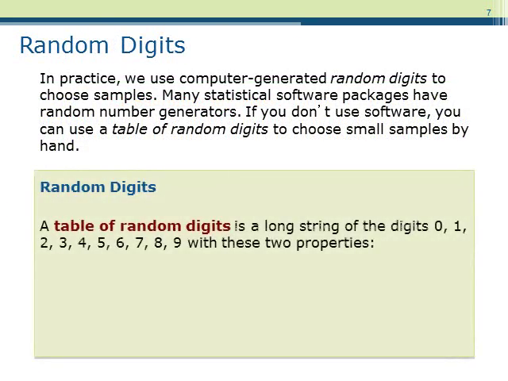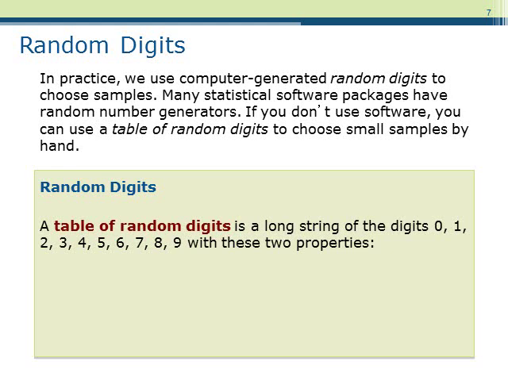So let's discuss how one actually selects a simple random sample. Now typically this will be done with a computer in practice, but we can emulate the process for all samples by using a table of random digits. A table of random digits can be found in Table A in the appendix.